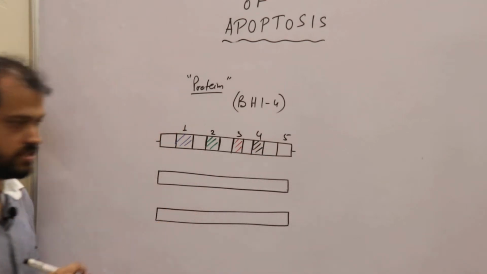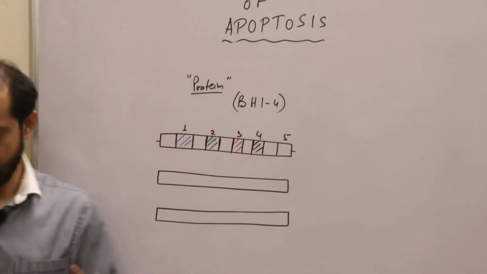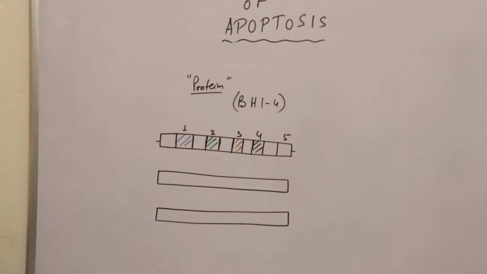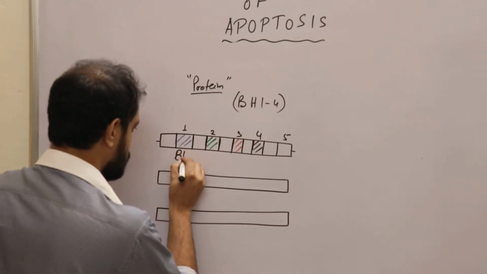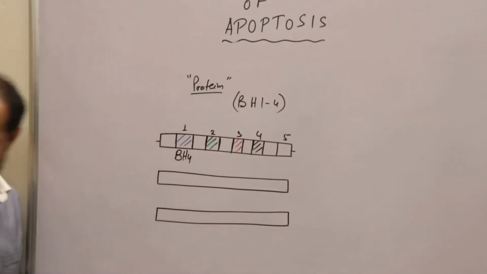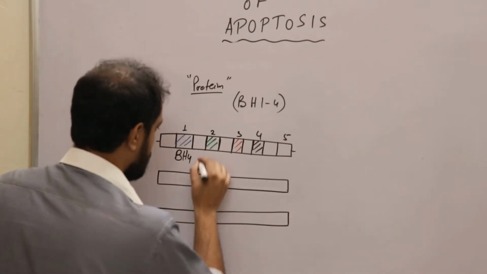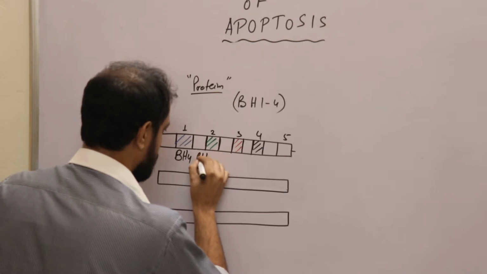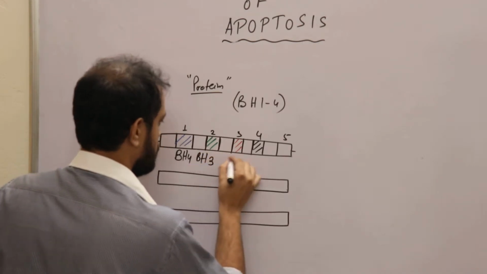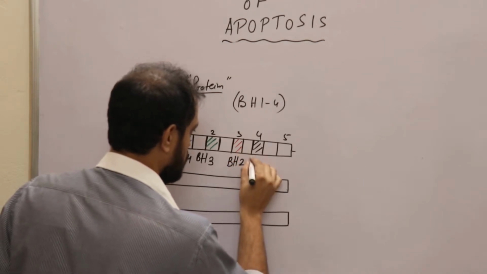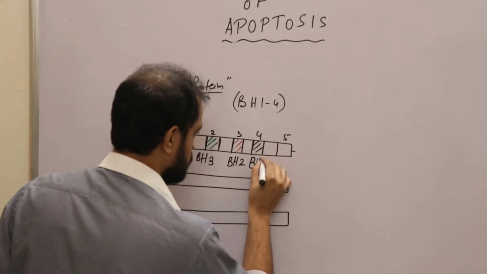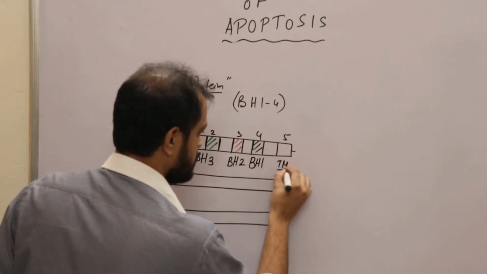Now listen with all your attention. These 5 domains are not numbered like this, but they are numbered like something else. Now listen. Their numbering has a peculiar type of arrangement. The first one is known as BH4 domain, the second one is known as BH3, the third one is known as BH2, the fourth one is known by the name of BH1, and this is the TM domain, that is, the transmembrane domain.